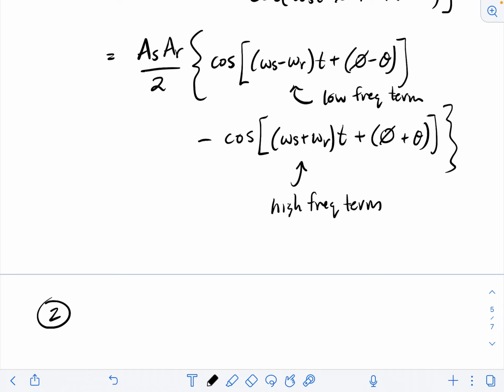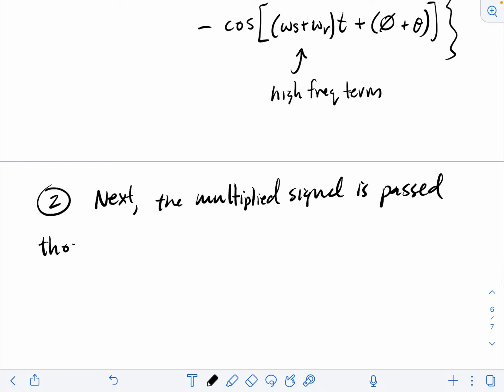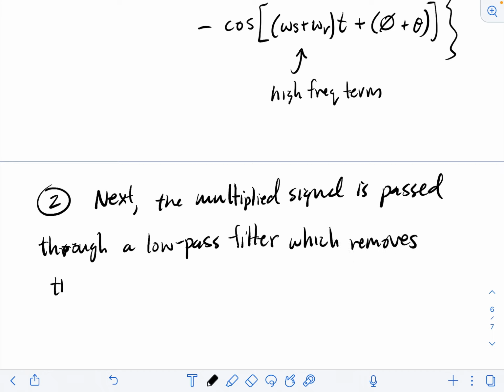So next, the multiplied signal is passed through a low pass filter, which removes the high frequency term. So the high frequency cos of omega s plus omega r times t term.